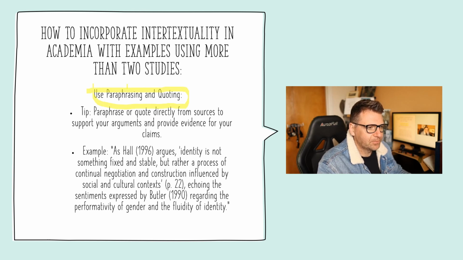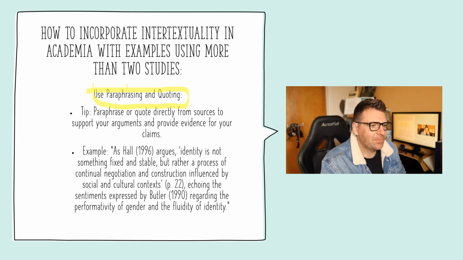Okay, so I have a video on paraphrasing and quoting and how to do it properly and how to avoid plagiarism. So this one here, okay, as Hall argues, now look, there are the inverted commas. So what you're doing there, you're basically saying, here's what they said, and then you're adding a little bit of spice, a little bit of seasoning. You know, you want the extra marks, echoing the sentiments expressed by Butler. So you're recognizing that what Hall is saying in 1996, they're using Butler from 1990 regarding the performance of gender and the fluidity of identity.